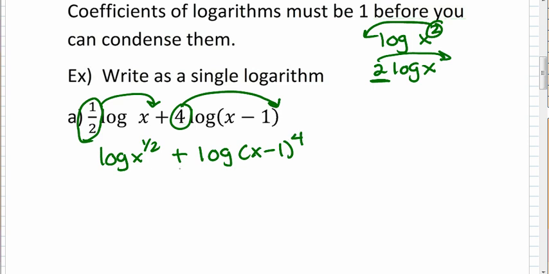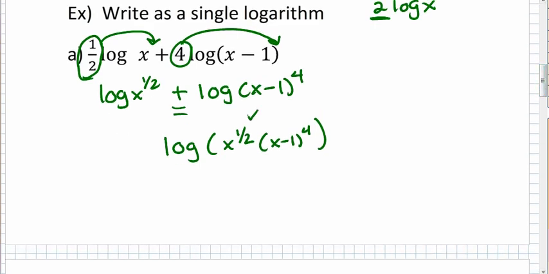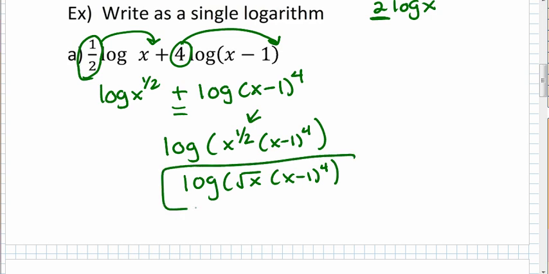And then the addition here means you can multiply. Now, the last thing that we're going to do here is take this x to the 1/2 and make it back into a root, a radical. So x to the 1/2 becomes the square root of x. And there you go.